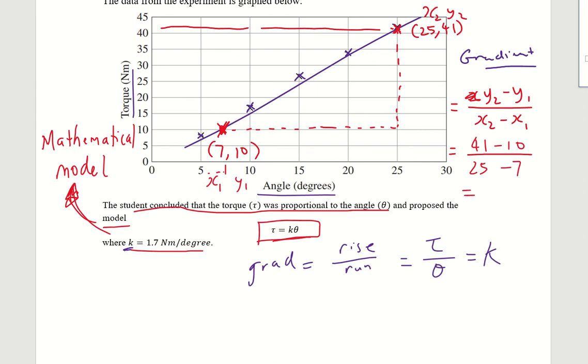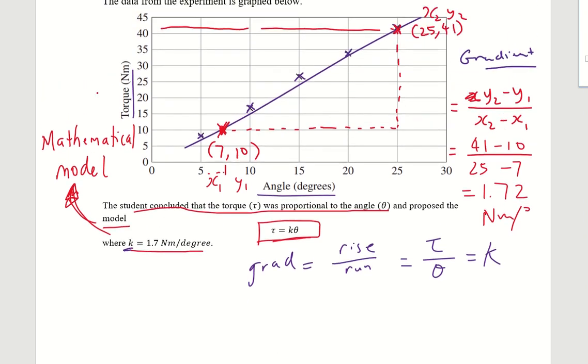Okay, so if I put that into my calculator, let's see if that gives me a number similar to the k constant. And would you look at that, I got 1.72 Newton meters per degree. So that's my proof there.